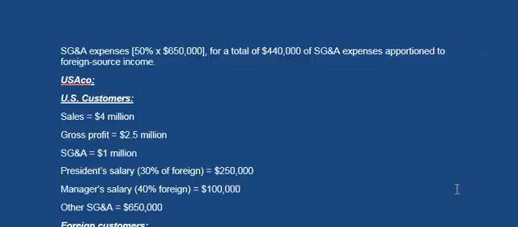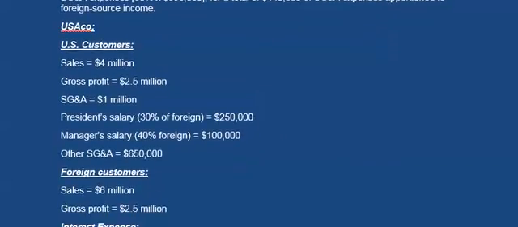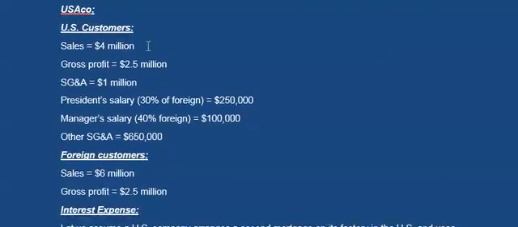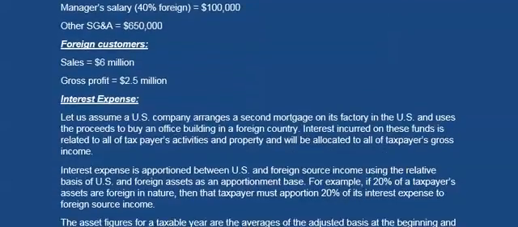So now for USACO, we have US customers sales equal to 4 million, gross profit is 2.5 million, SG&A is 1 million, president's salary 30% of foreign is equal to 250,000 and manager's salary 40% of foreign is equal to 100,000. Other SG&A is 650,000. Foreign customers sales is 6 million, gross profit is 2.5 million.